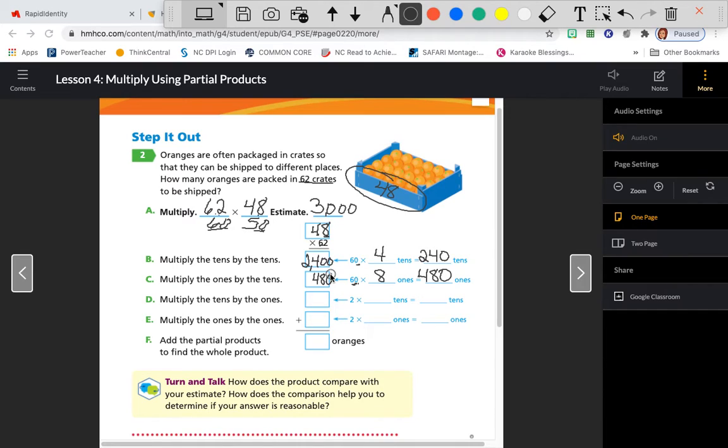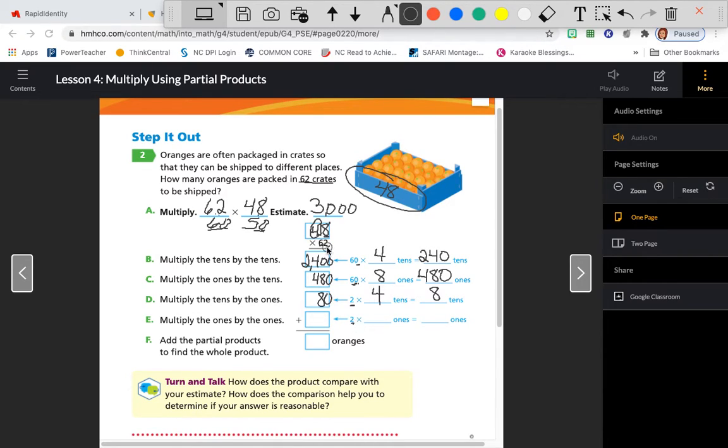tens by the ones. Multiply the tens by the ones. So here's your ones, which is the 2 in the ones place, and you're going to multiply the tens. How many tens do we have in this number? We have 4 tens, 4 groups of 10, so we say 2 times 4, and that's 8 tens. Well, 8 tens, what's the value of 8 tens? 80. All right, then we're going to multiply the ones by the ones.